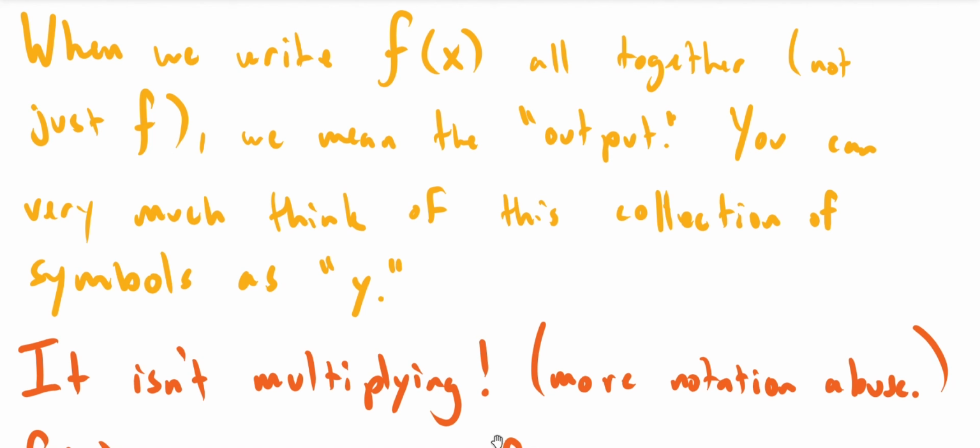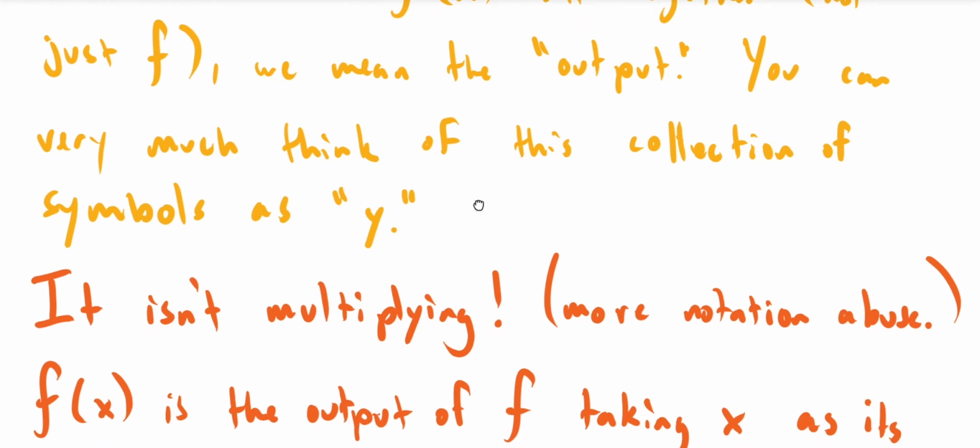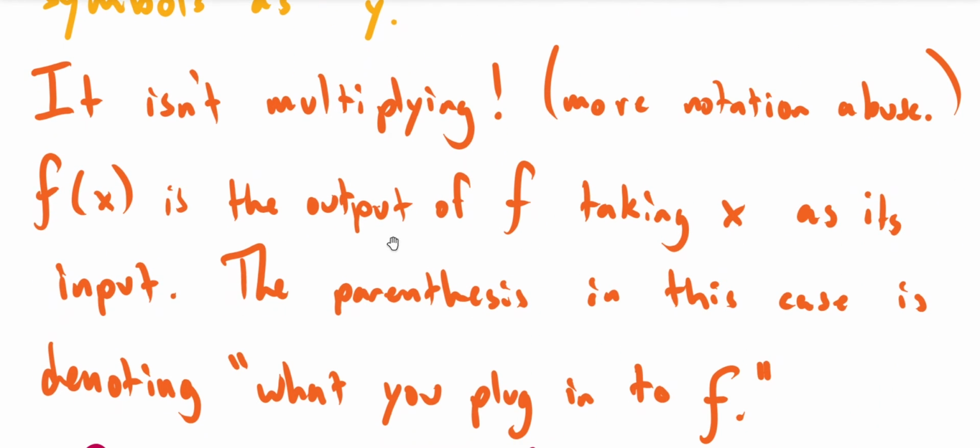That's totally legit. And a lot of people think that this says f times x. It very much does not. That's not how you should interpret those symbols. The way you should interpret those symbols is f of x.